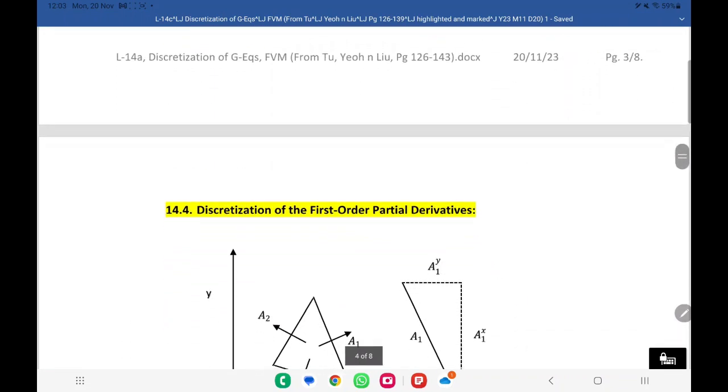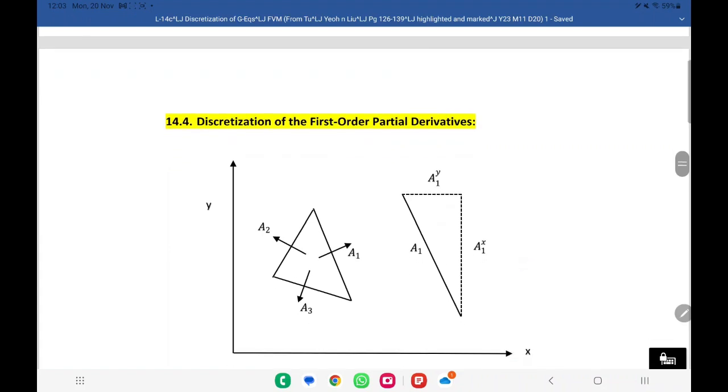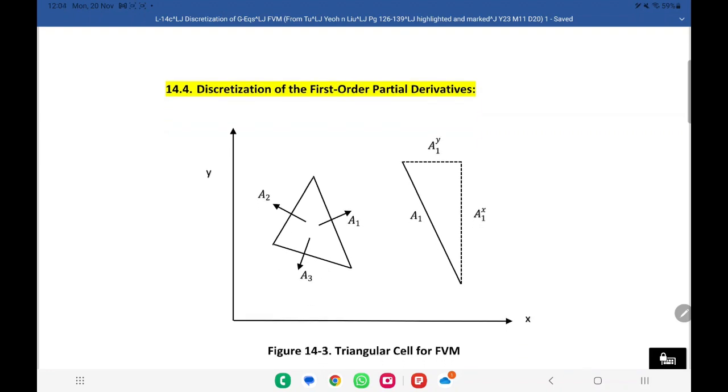Okay. Then how do we do it? Can I take 10 minutes? The reason I want these 10 minutes is that I could have stopped here, but whatever I have told you will become crystallized after we do this. Otherwise it will remain only conceptual talk. Okay. So now we are doing discretization of a first order partial differential. That is what we will do.